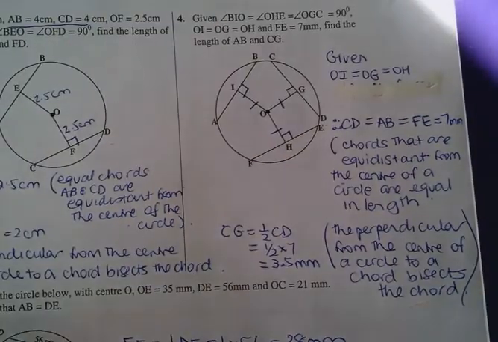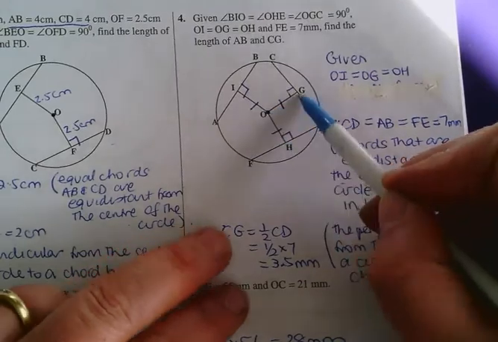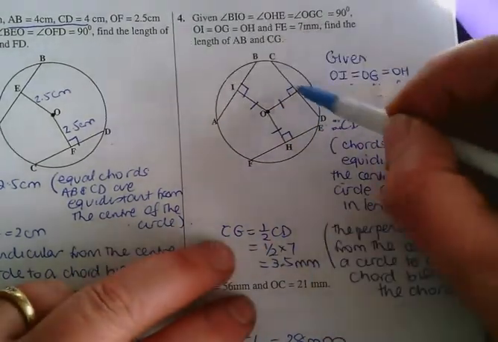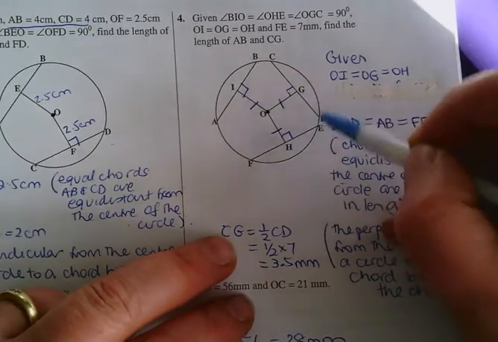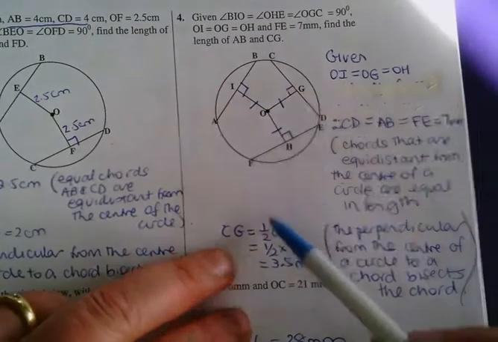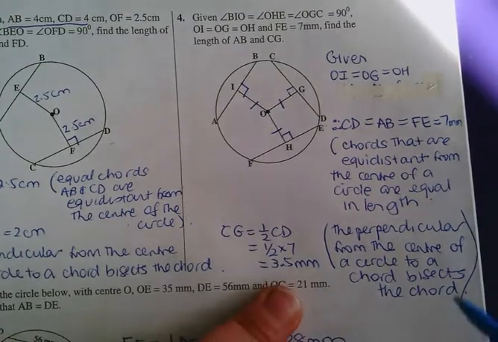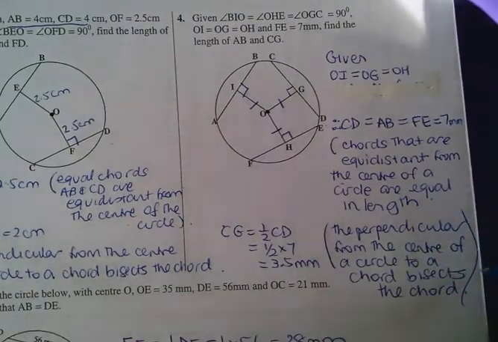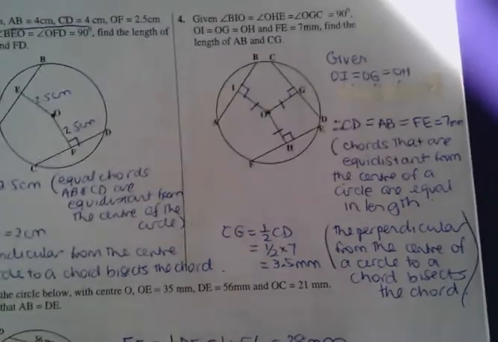Okay, and now we know that OG is a perpendicular. Which one are we finding? CG. Because OG is perpendicular to the chord, it will bisect the chord. So CG will be half of 7, which is 3.5 millimeters, because the perpendicular from the center of a circle to a chord bisects the chord.